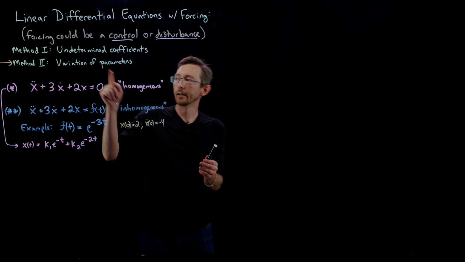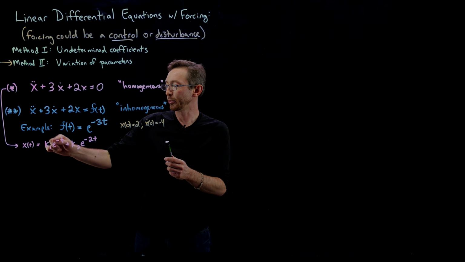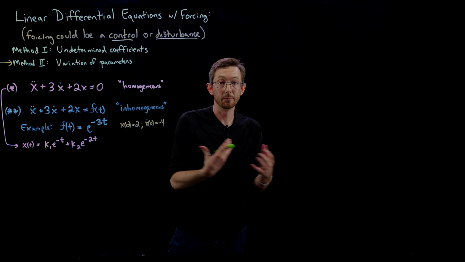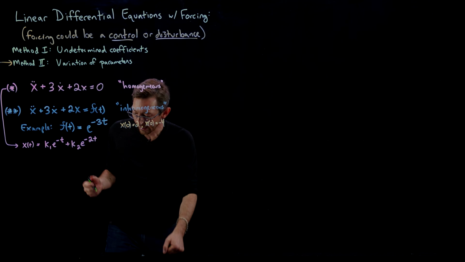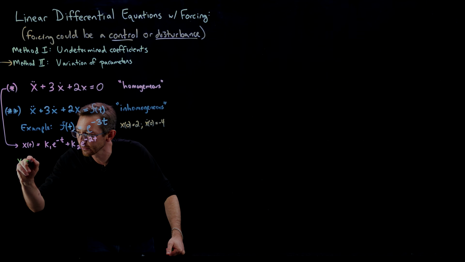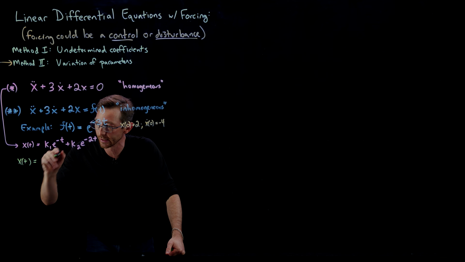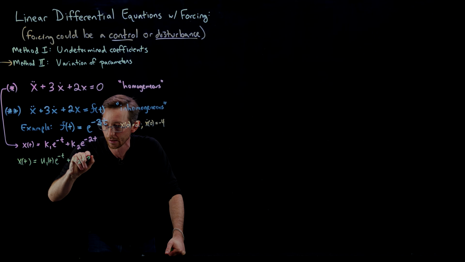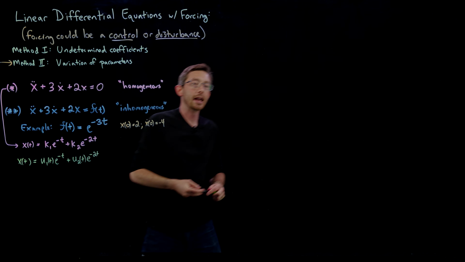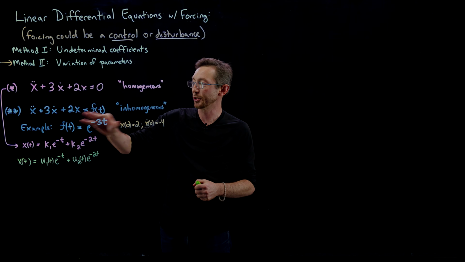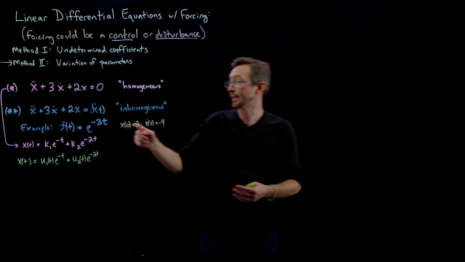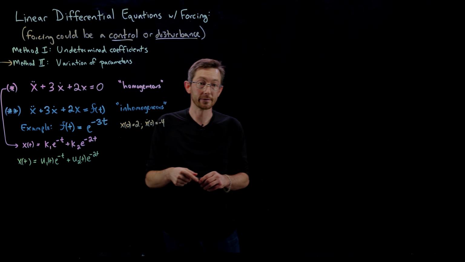And so what the method of variation of parameters does is it replaces these constants with functions u1 of t and u2 of t. And so what we're going to do is we're going to say x of t is equal to, instead of these constants, u1 of t e to the minus t plus u2 of t e to the minus 2t. And we're going to plug this into our differential equation in blue here, and we're going to solve for those functions u1 and u2 of t that satisfy this inhomogeneous forced equation.